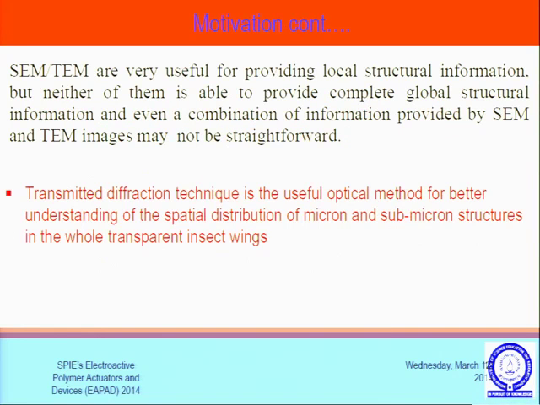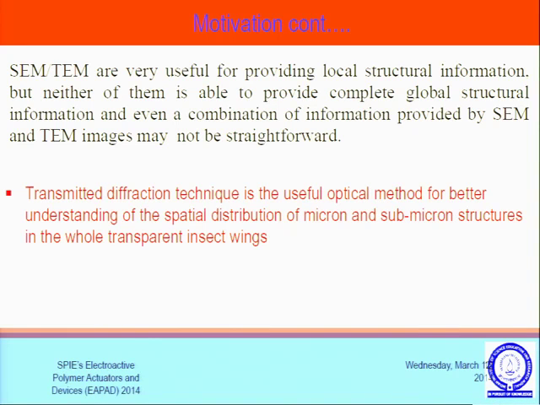So how do we probe this structural arrangement of the wing surface? One can use SEM or TEM, because no doubt these techniques are very useful for giving local information about the arrangement of the microstructure. But if you want global information about the arrangement of the microstructure of the wing surface, these techniques are not useful, because SEM, TEM or AFM give local information of the system, not global information.